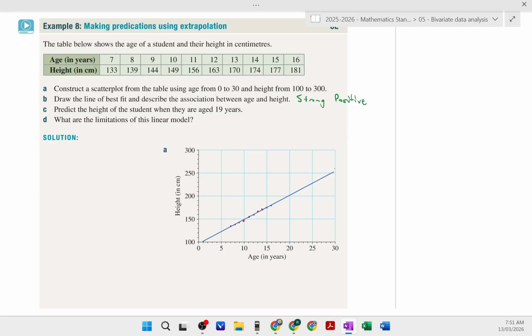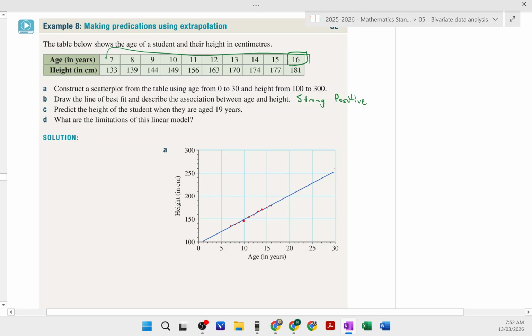Now it says predict the height when they are age 19. Now, obviously, we only go to 16. So this is where anything in there, anything between 7 and 16, we would be interpolating. But because we're going outside that, either way, that is extrapolating. So, I wish I had done that. There we go. And I'll just ditch that one, and that one, and that one, and that one. There we go. So we are extrapolating.